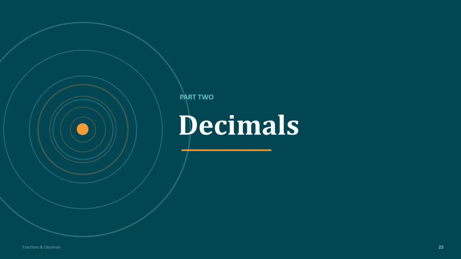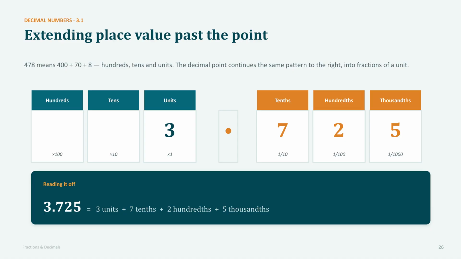Now, we transition to Part 2, decimals. We will examine the decimal place value system and learn how to express numbers with precise accuracy. The decimal system continues the place value pattern established with whole numbers. Moving past the decimal point, each position represents a fraction of a unit, decreasing by factors of 10.